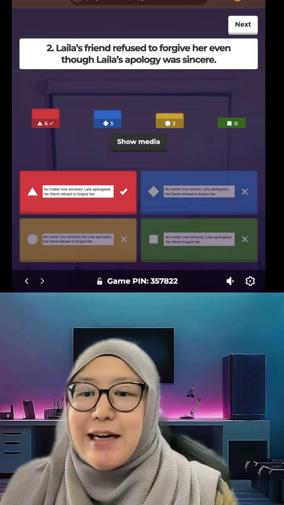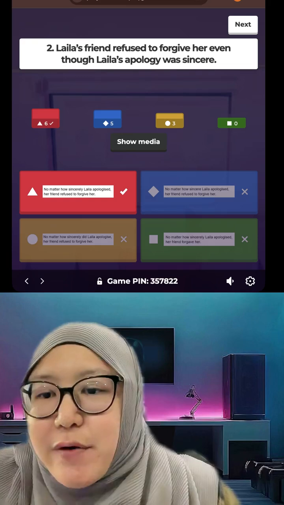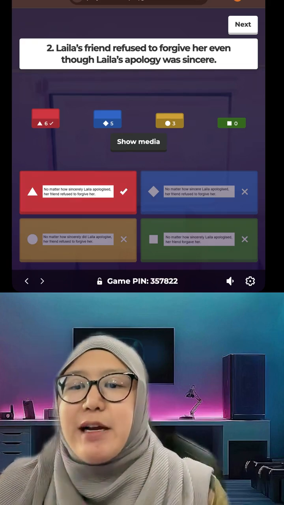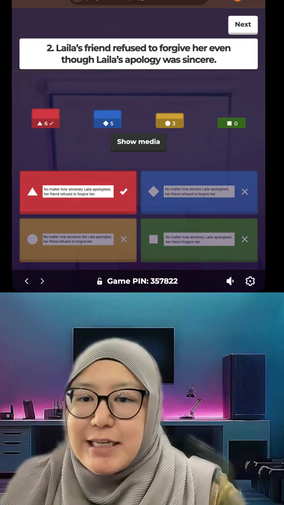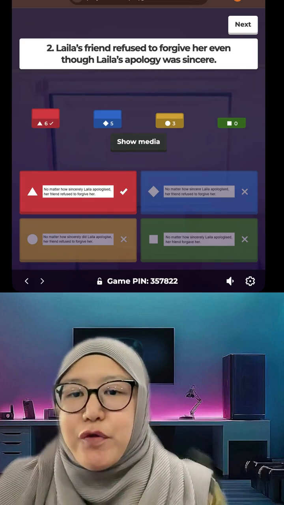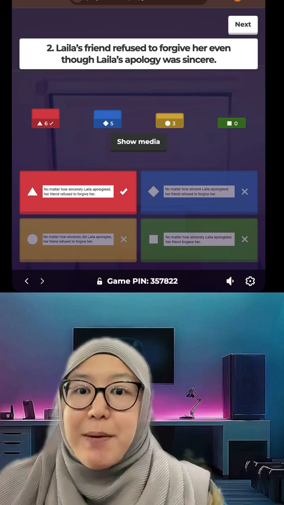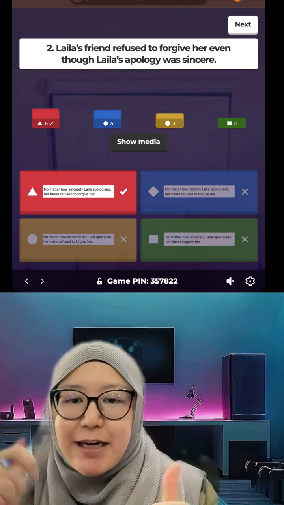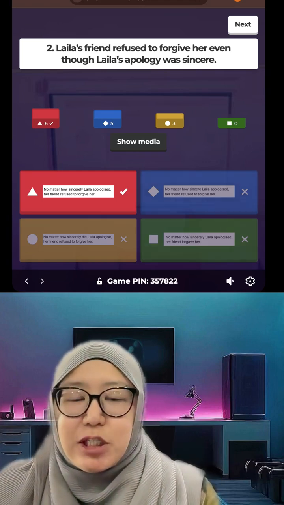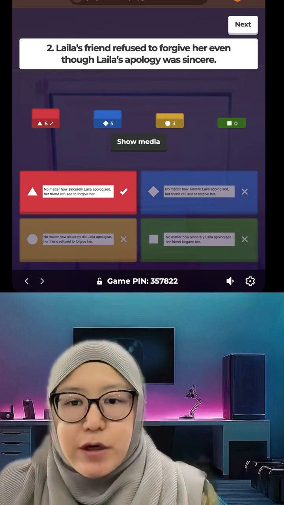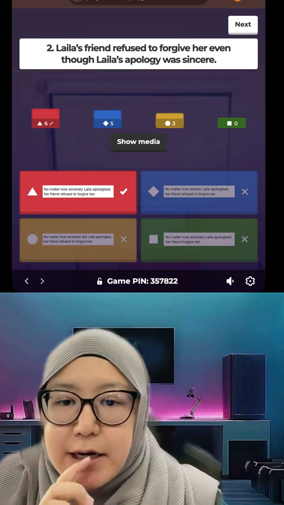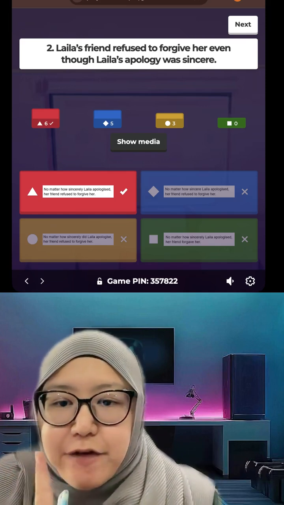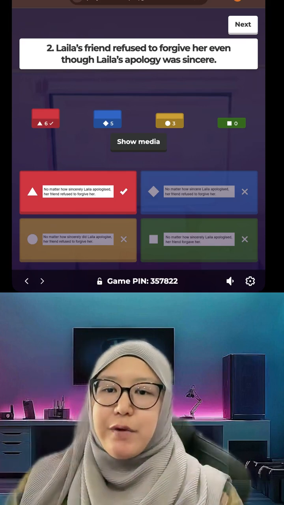Yes, correct result. The answer is red. No matter how sincerely Laila apologized, her friend refused to forgive her. So I'm glad that no one answered green, because that changes the whole sentence, the whole meaning: no matter how sincerely Laila apologized, her friend forgave her.